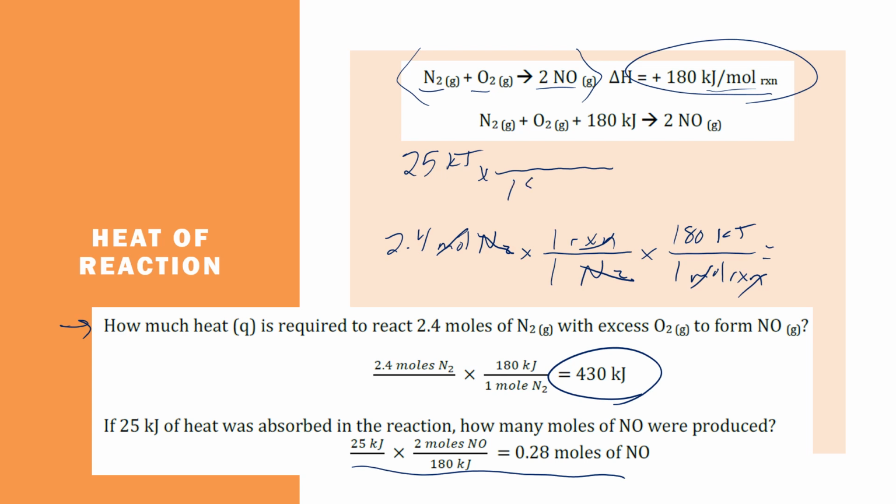I have 180 kilojoules for every 1 mole of reaction. I want to go ahead and cancel out those kilojoules. We're looking for moles of NO. Every one time the reaction happens, 2 NOs are produced. So the reaction cancels out that way. So now I'm left with the 0.28 moles of NO.